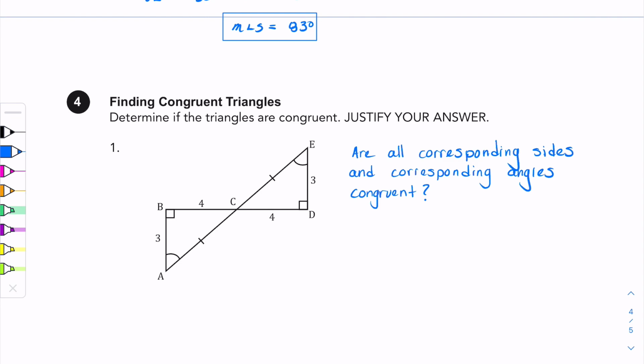So let's start with sides. We'll do all the sides in orange. So right away I see that I have these sides that are congruent, and I also see that when I'm labeling them, E and A are congruent. So I'm going to start by labeling AC congruent to EC.